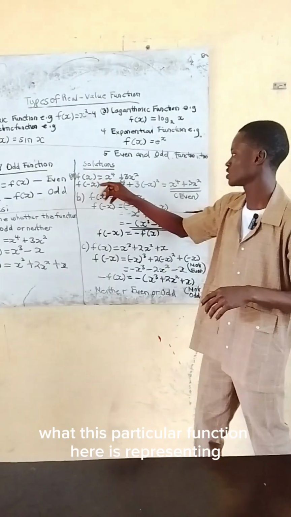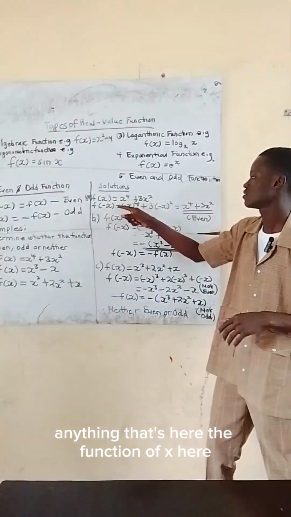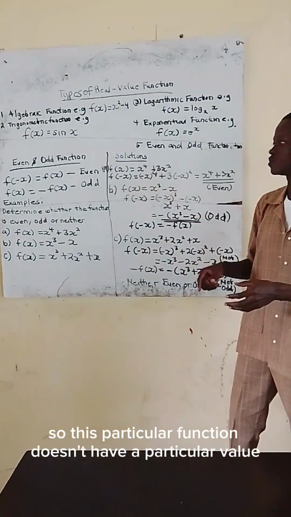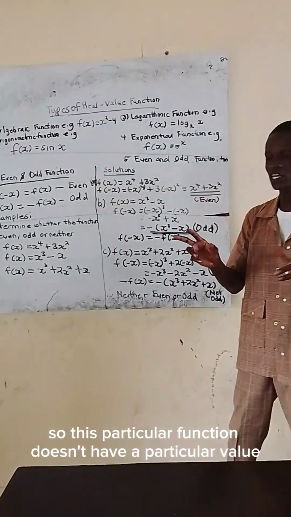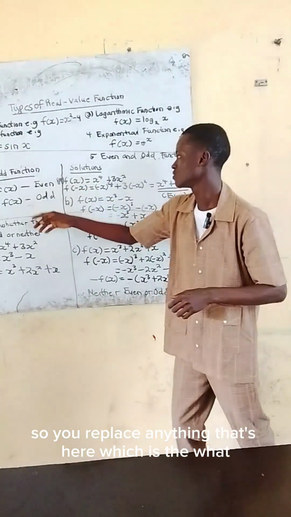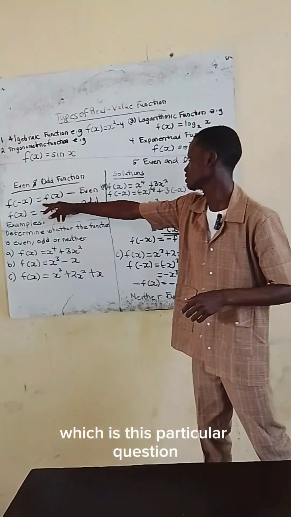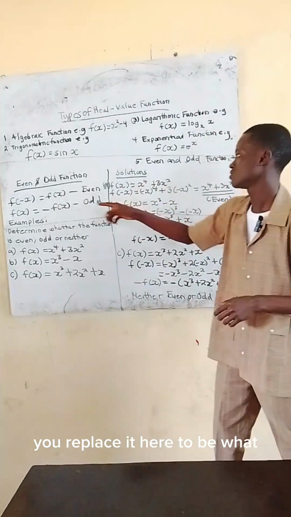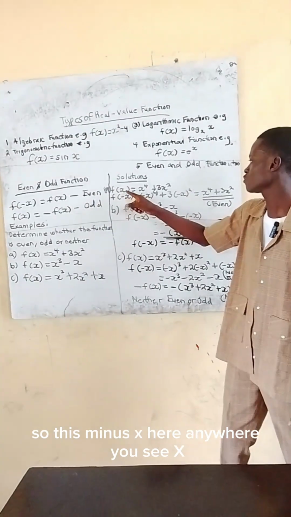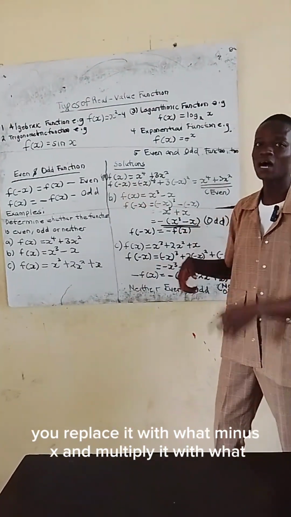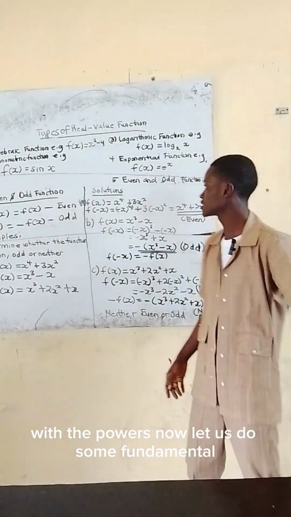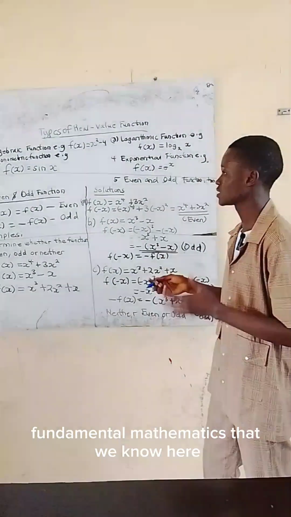This particular function here is representing anything that's here. The x in the function of x is also the x that is here. So this particular function doesn't have a particular value, which you already know. So you replace it with minus x, which is already here. Anywhere you see x, you replace it with minus x, and apply it to the powers. Now let us do some fundamental mathematics that we know here.